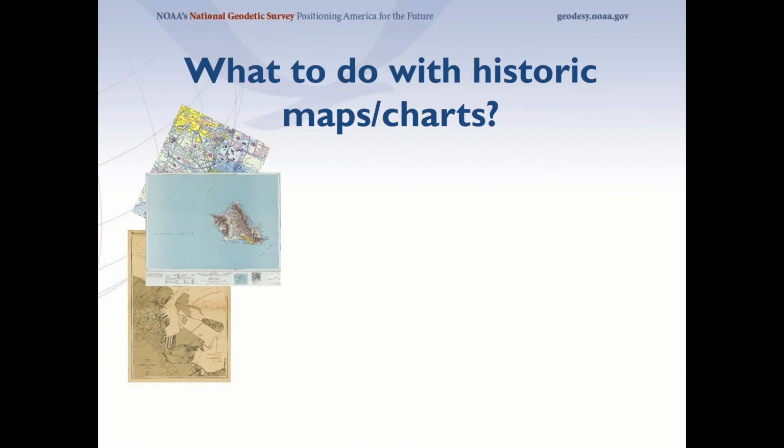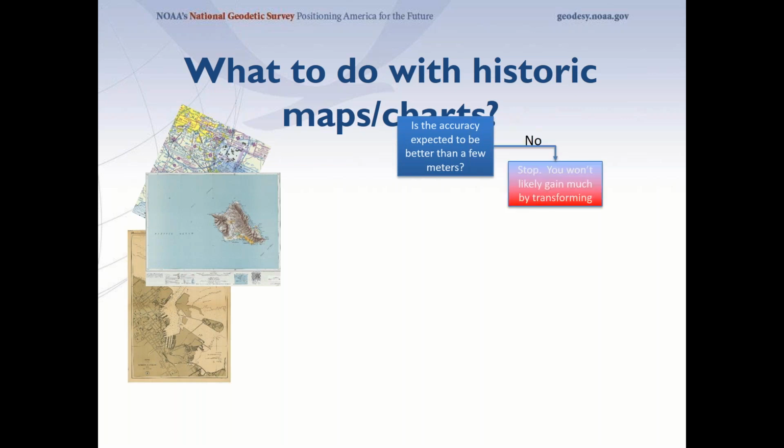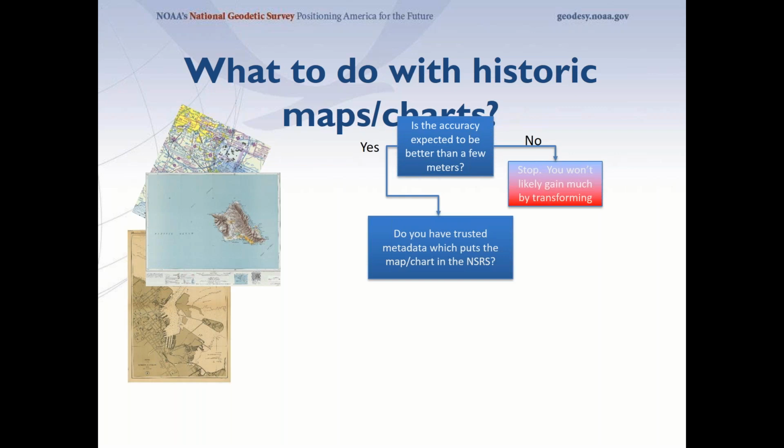All right. So what do I do with historic maps and charts? This is what people ask me all the time. First one is the accuracy expected to be better than a few meters? If it isn't, then stop. You don't have to do anything. You won't gain anything by doing a transformation. But if you say yes, then the next question is do you have trusted metadata, which puts your map and chart in the NSRS? If you don't, and you can't say how your map was developed, really your transformation tool will only work if it's in the NSRS, because you have to know what datum you're in to go from one to the other.